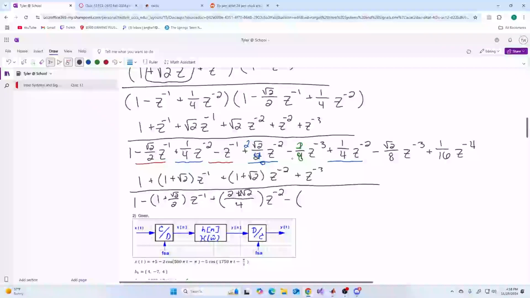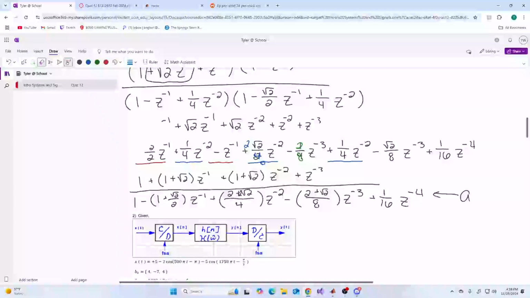One second, where am I at? Minus (2 plus root 2) divided by 8, Z to the power of negative 3, plus 1/16 Z to the power of negative 4. And this is how you do part A. I'm going to go ahead and erase all this so that I can show you how to do part B.